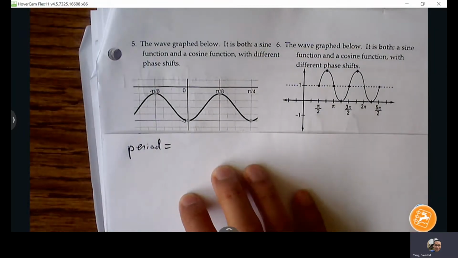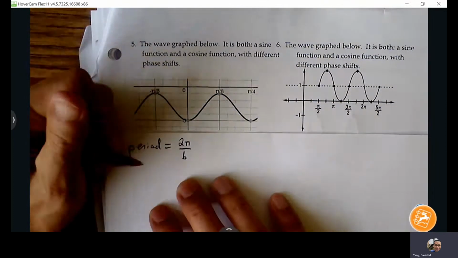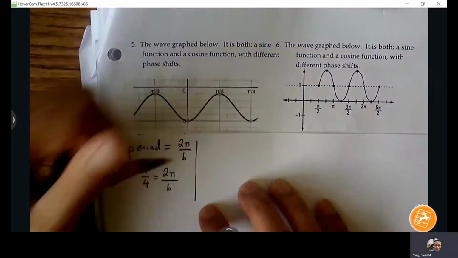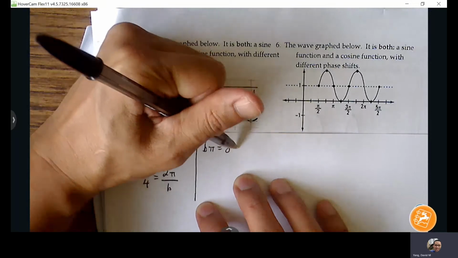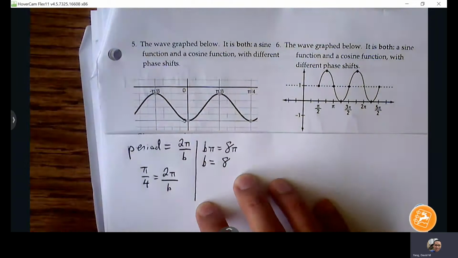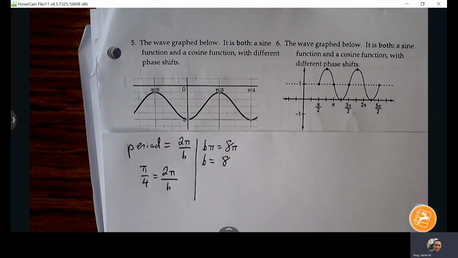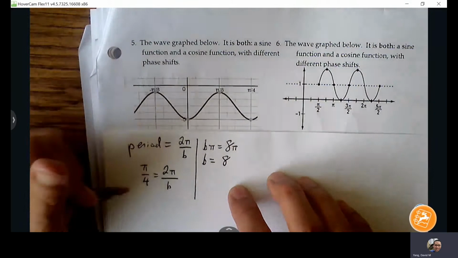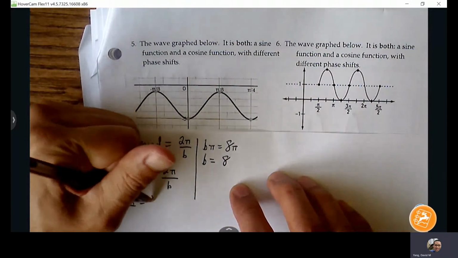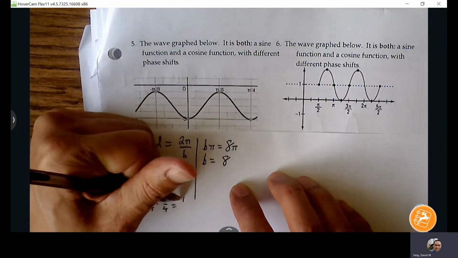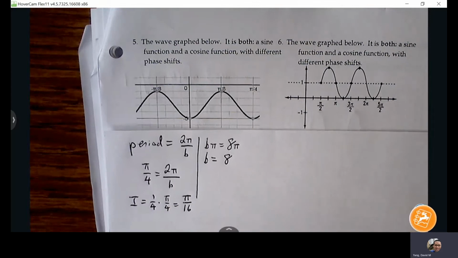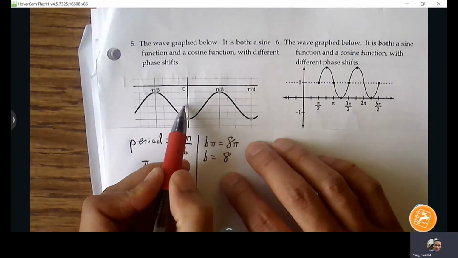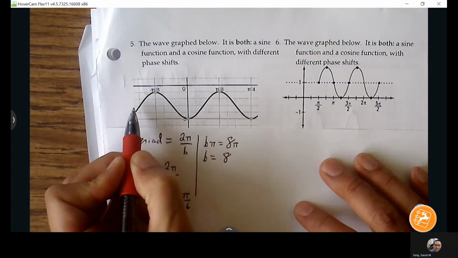Again, this is on page 13, number 5 and 6. This may be helpful as well. We know that our period is pi over 4, but our interval is going to be 1/4 times pi over 4, which is pi over 16. Now, where's the center of this graph? Can you guys spot it? 1, 2, 3. Yeah.